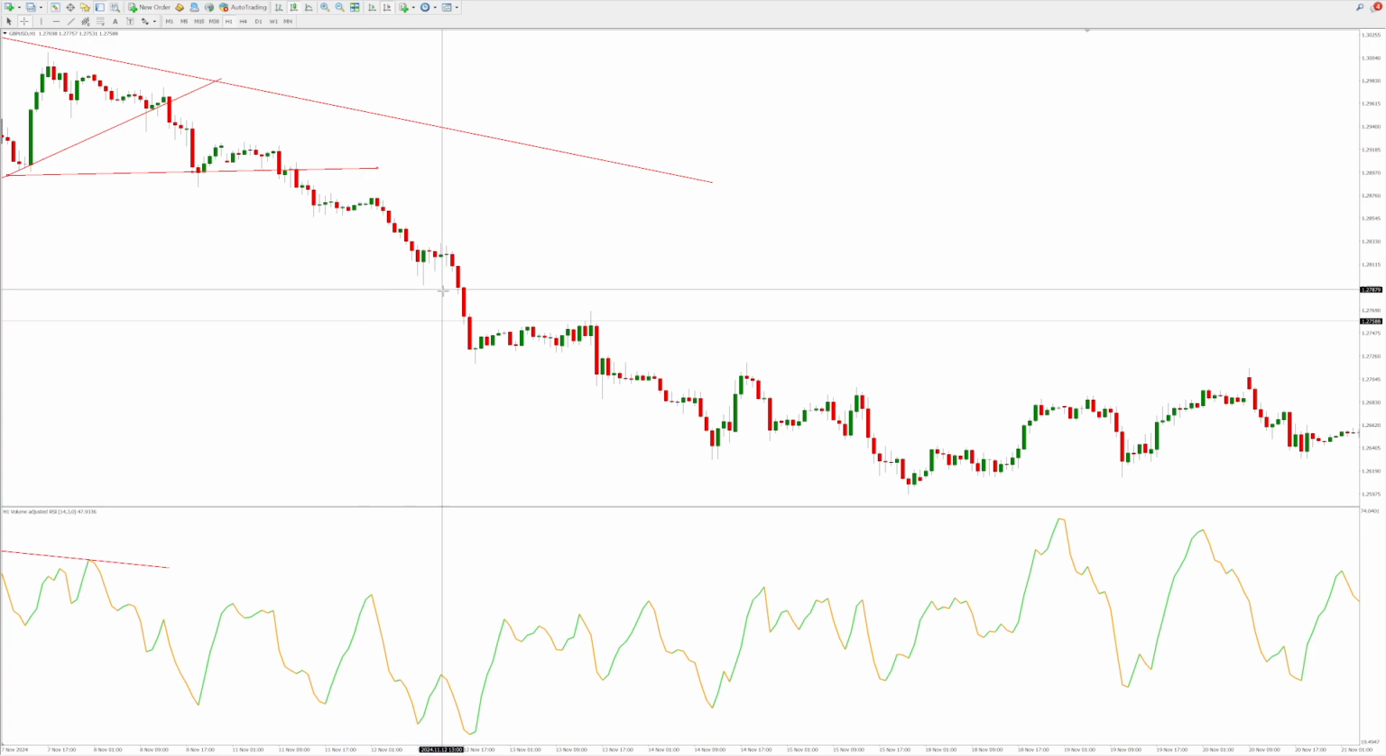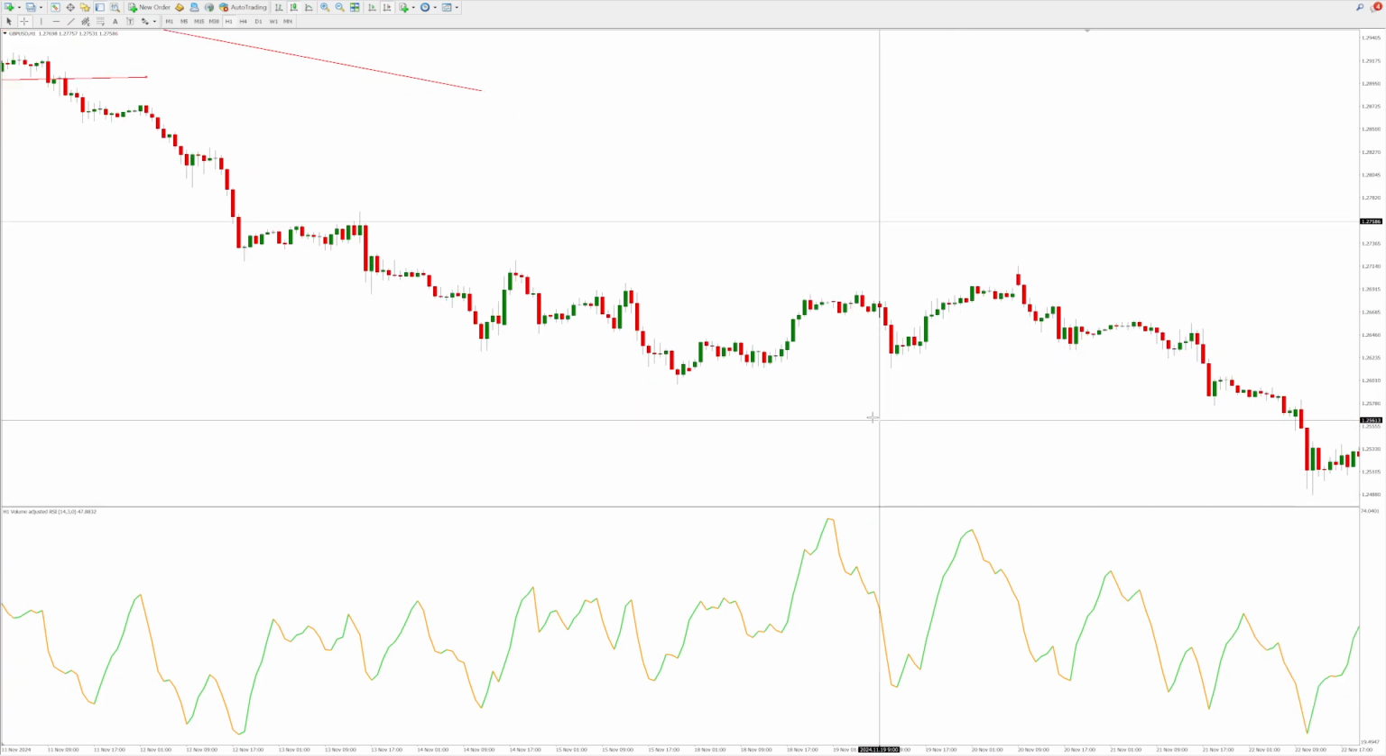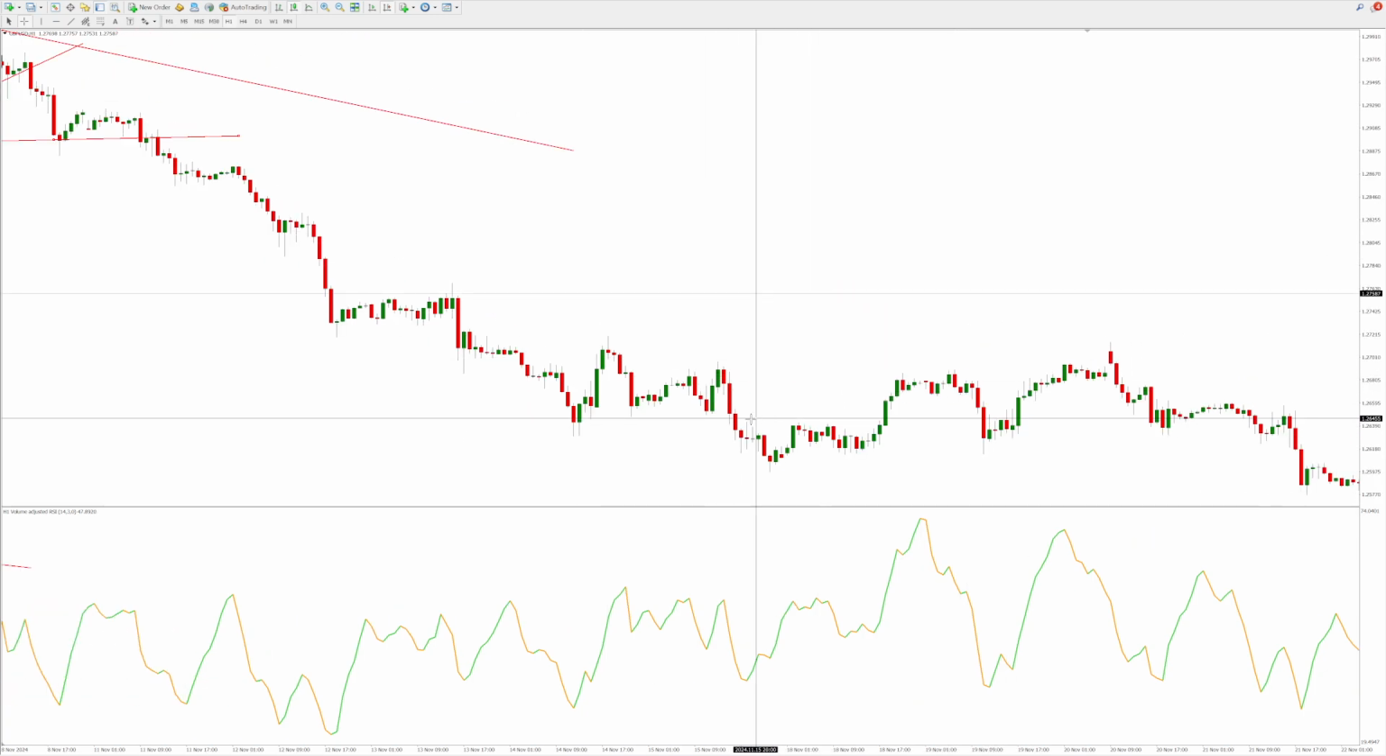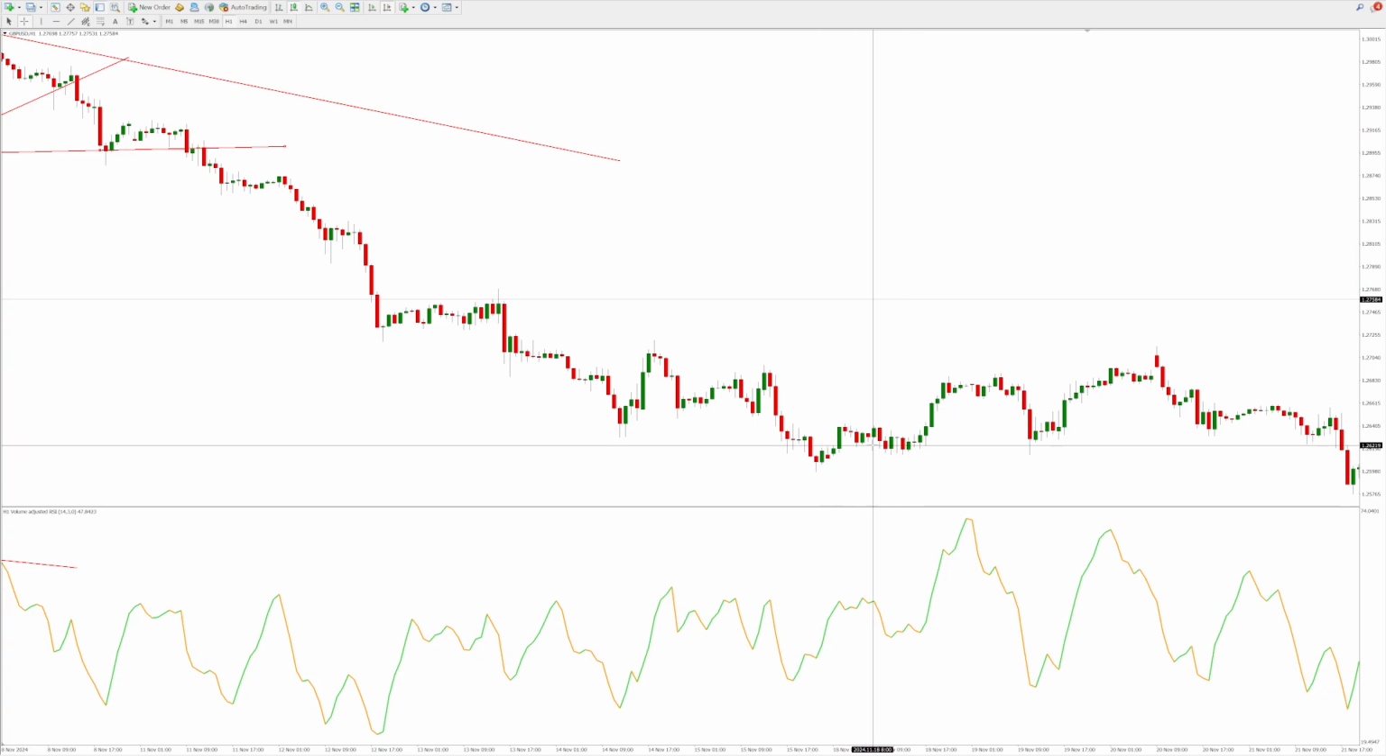And as price continues to fall, just move the stop loss above the highs, above the high there, and so on. And we may get taken out, but we've maximized the move as much as possible.